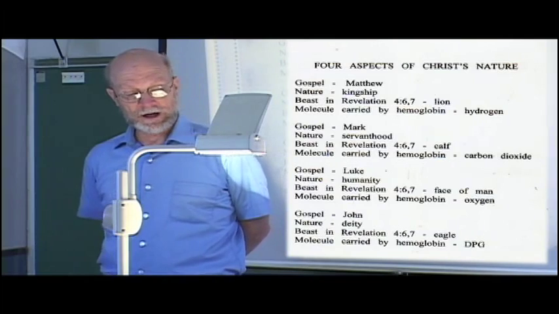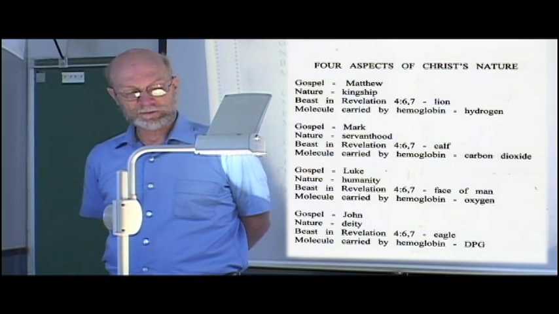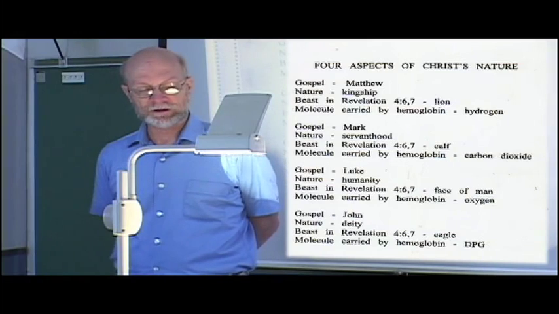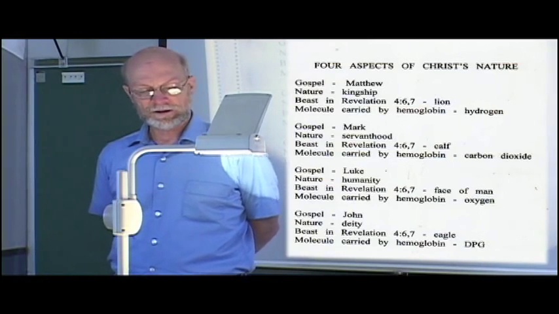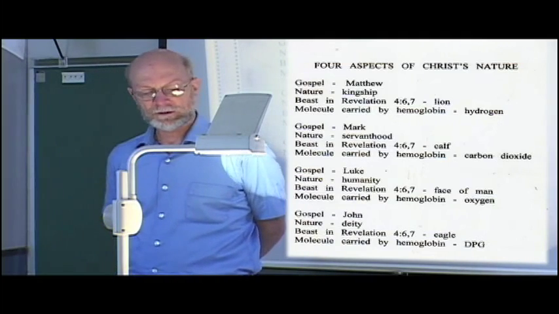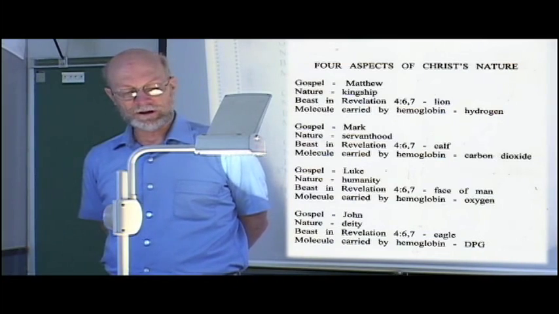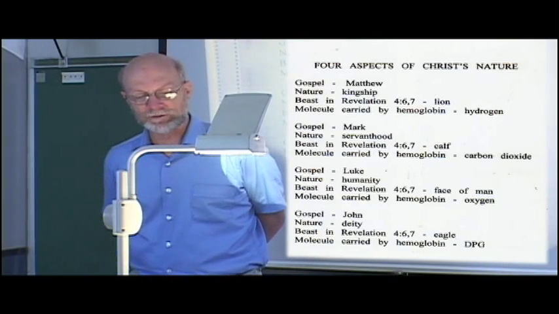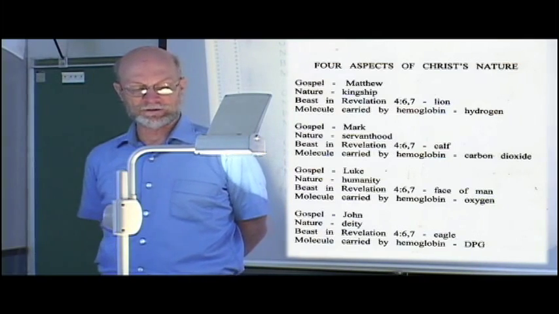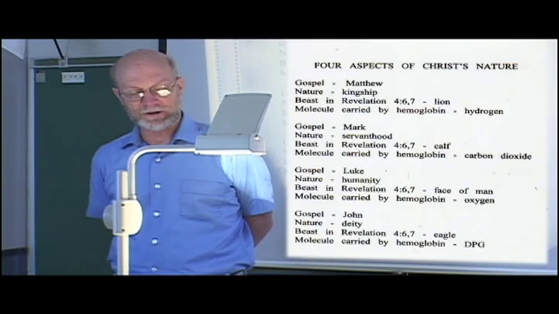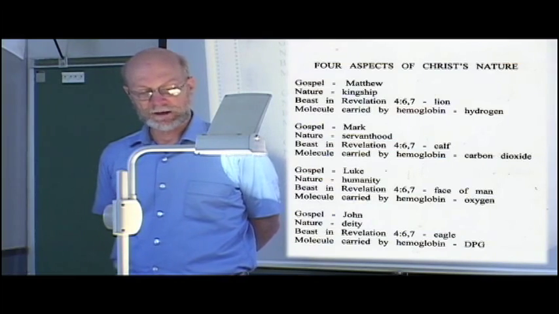So in the Gospel of Matthew, it talks about the kingdom of God. Jesus Christ is the king, his kingship. The beast in Revelation chapter 4, verses 6 and 7 is the lion, the king of beasts. And the molecule carried by hemoglobin, I believe an analogy would be hydrogen, because hydrogen is the number 1 atom in the universe. There's more hydrogen than any other type of atom in the universe. The sun is made of hydrogen, and it's being converted to helium, giving off energy. Water is made of hydrogen and oxygen.